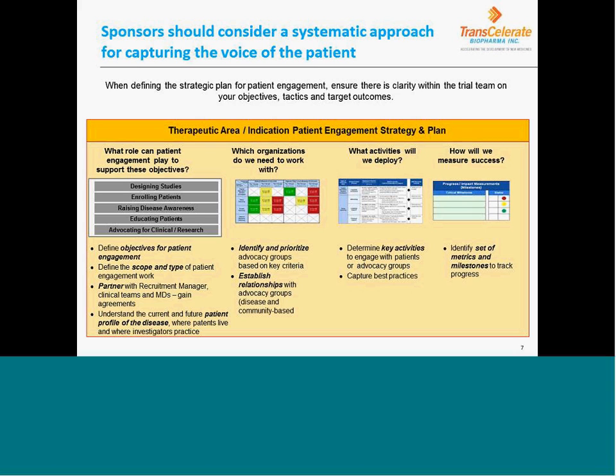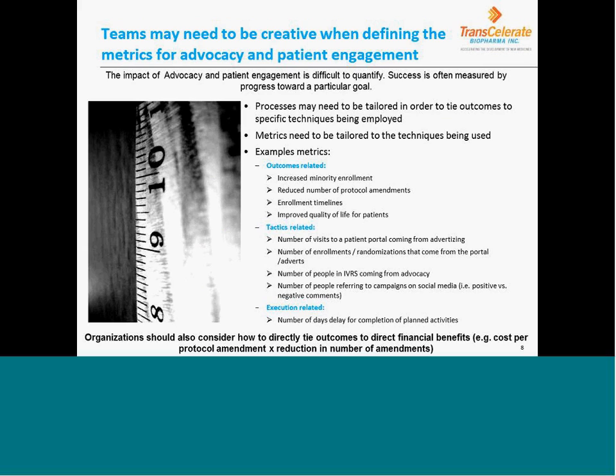Remember, identify metrics that will track your progress. Some may be qualitative, others quantitative. Determining factors or metrics at the beginning of a program is important. Some of these are easier to identify and track, such as tactic-related metrics, typically recruitment-related, such as the number of enrollments coming through a patient portal or number of people identified as coming in from advocacy in the VRS system.